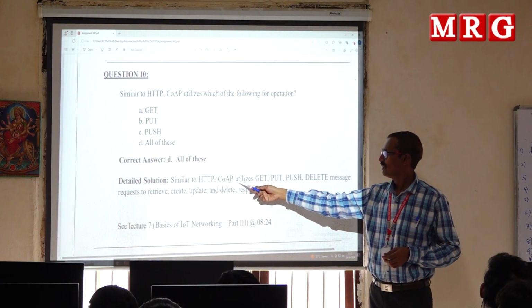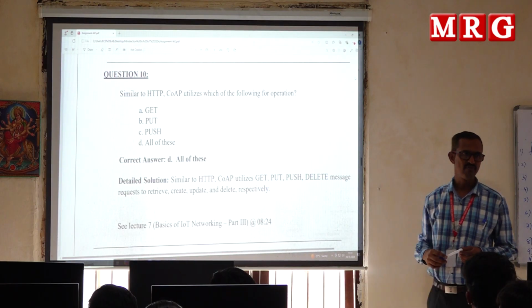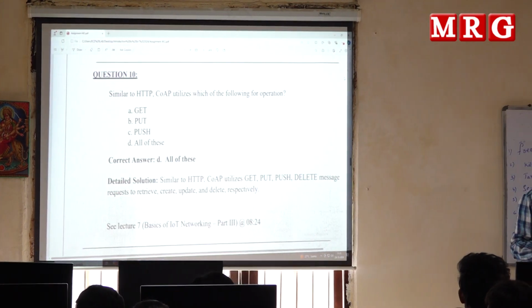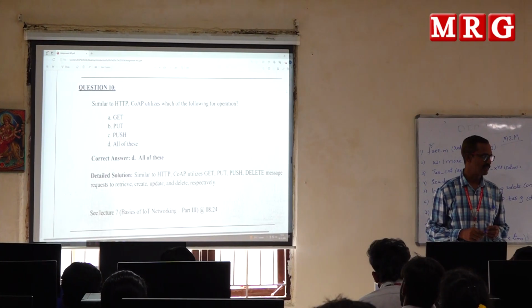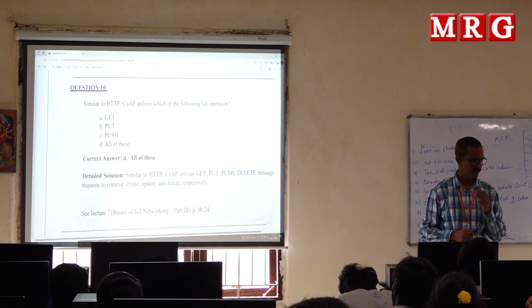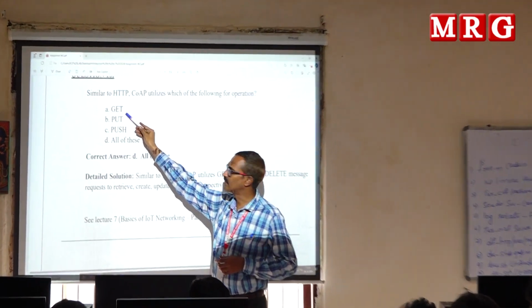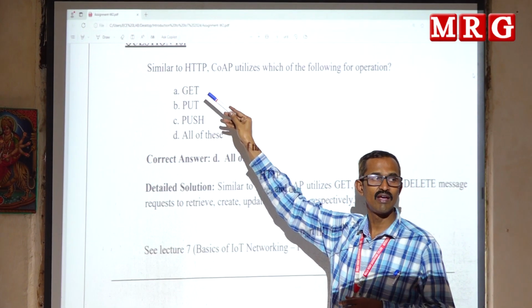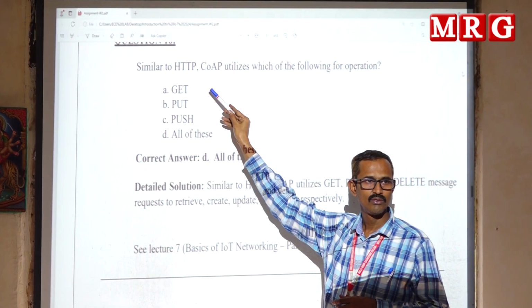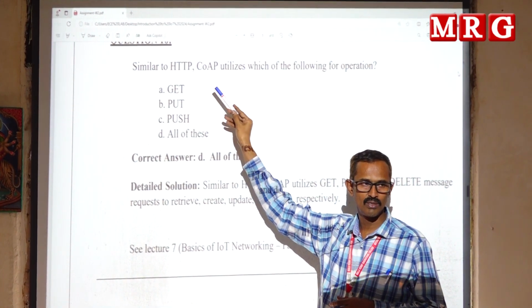So the answer is all of them. They are all the methods in that protocol, because these methods are already familiar. The get method, put method, are known to those who have learned about HTTP, the Hypertext Transfer Protocol.